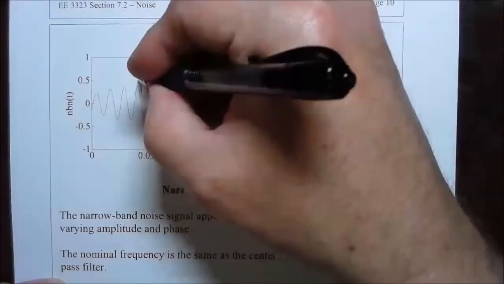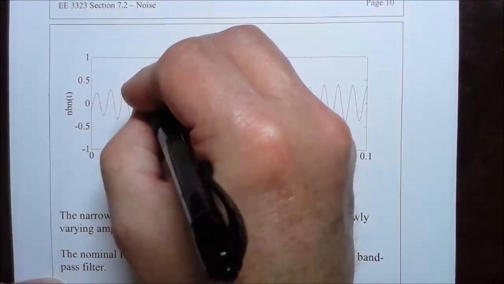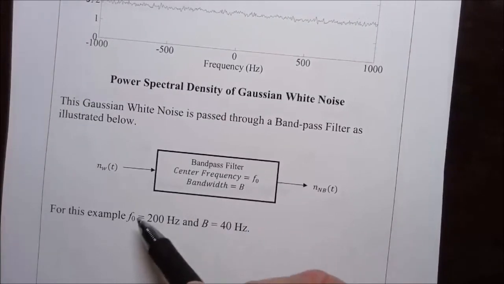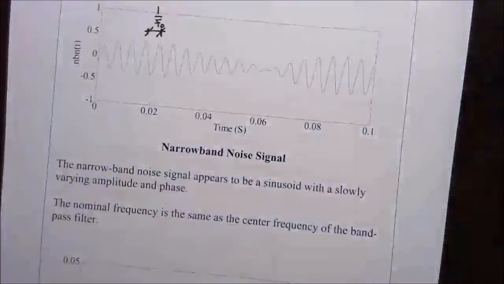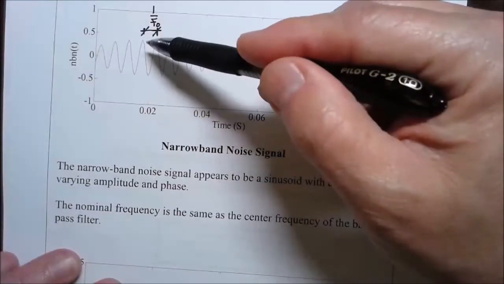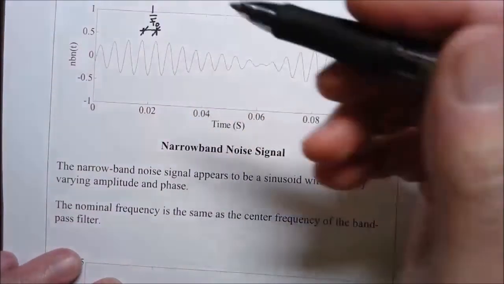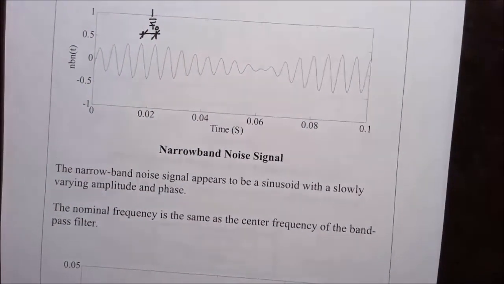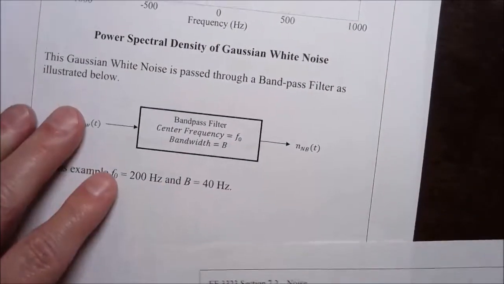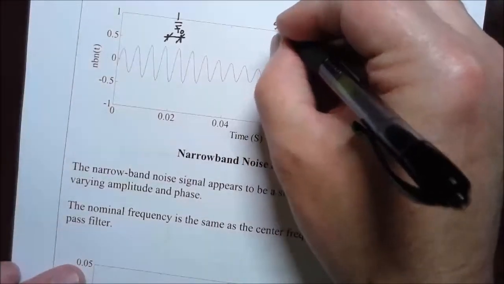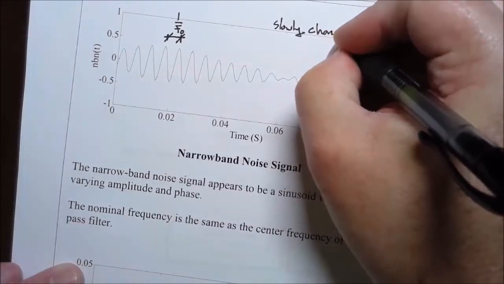And it turns out that the period is 1 over the center frequency of this bandpass filter. So the frequency is 200 hertz. So 1 over 200, I'm using my calculator to find that, is 0.005. So you can tell that the period between these peaks is about 0.005 seconds. So then the amplitude changes, and I think that would be related to the bandwidth. I didn't run more experiments to see how that would look, but nonetheless, we've got a slowly changing amplitude.